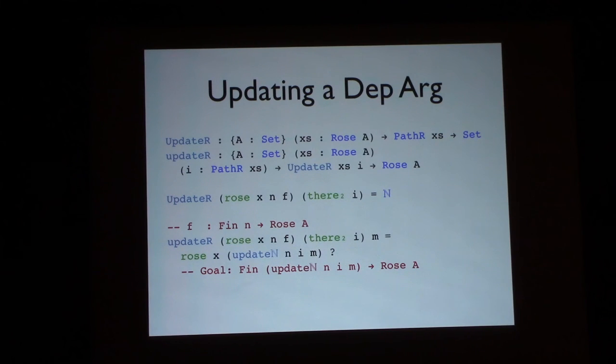So then the other case is what to do with this natural number for there 2. And the reason why this one is interesting is because we're going to update a dependent type.